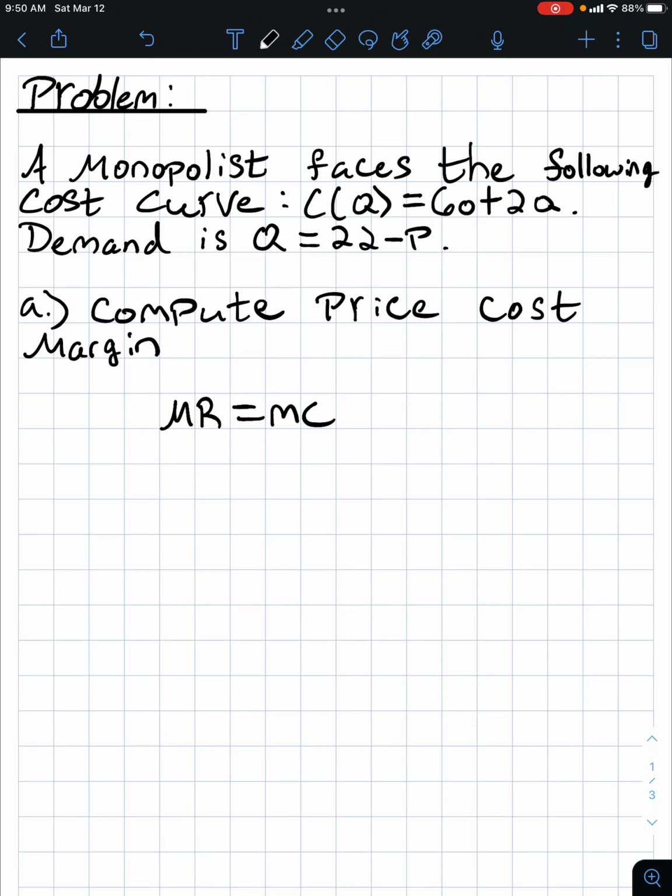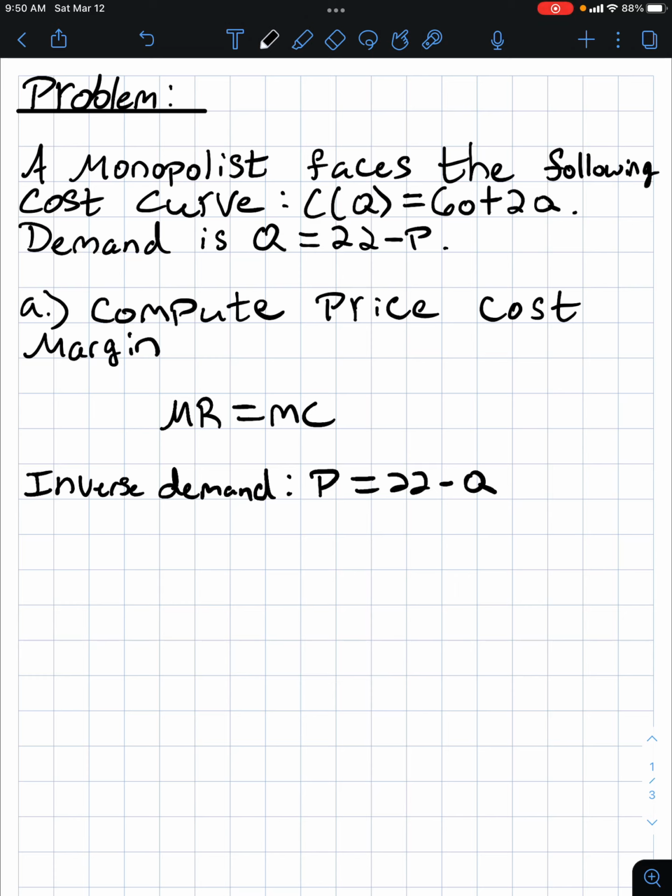What is our marginal revenue? Well, we are not given a revenue, but the first thing we can do to help us find our revenue is to find our inverse demand. Our inverse demand is going to be equal to, so now we need to move P and Q around essentially. So we get P equal to 22 minus Q as our inverse demand.